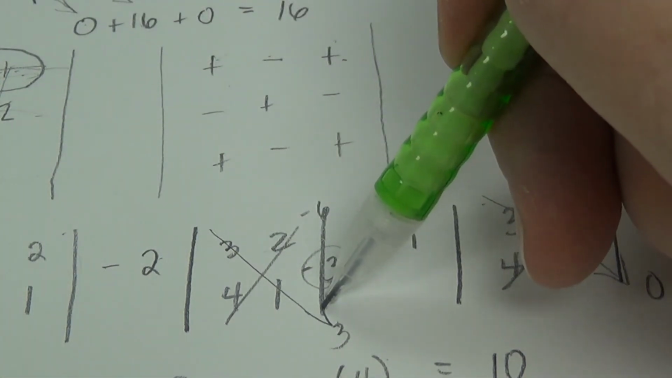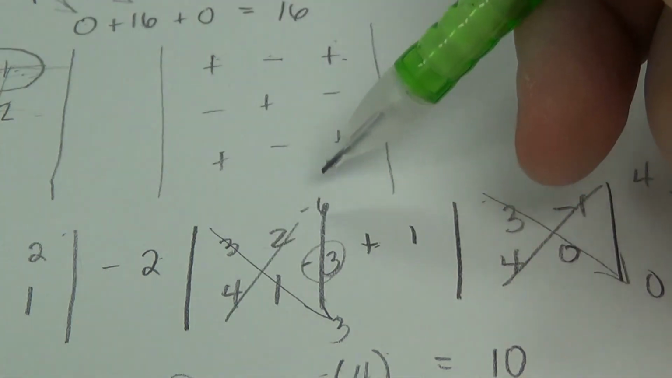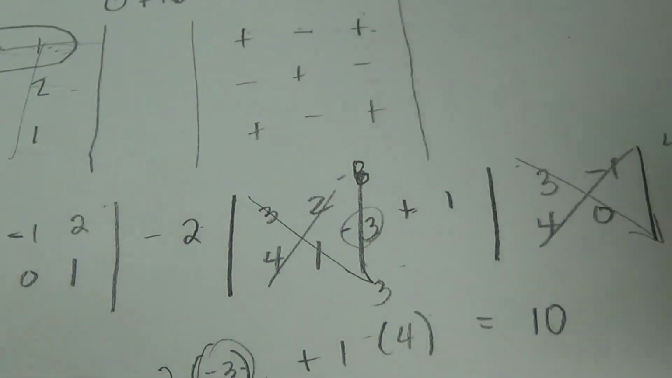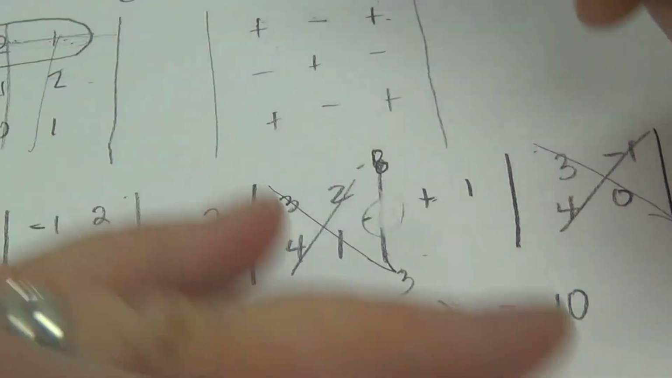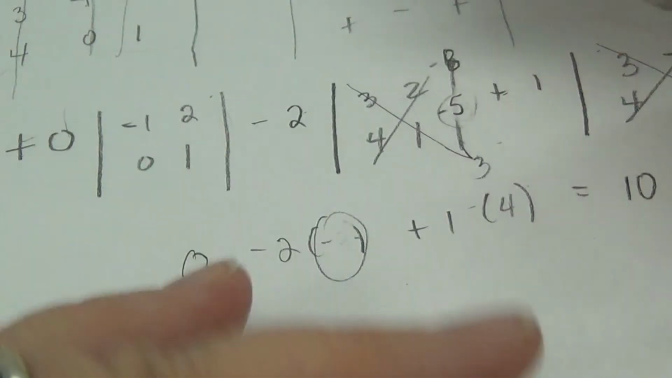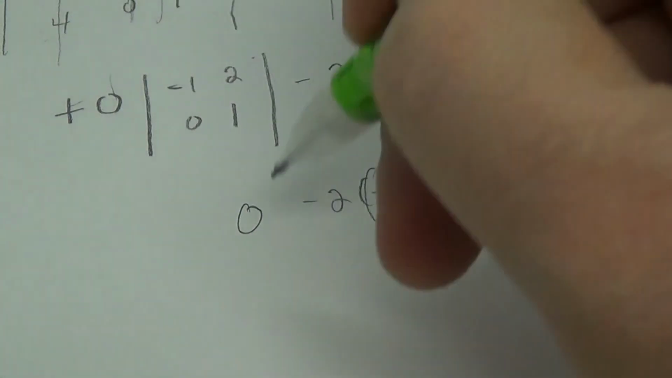3 and an 8. Sorry about that. I'm sure you saw it. So 3 and a minus 8 is a minus 5. And that causes a 10. Excuse me.